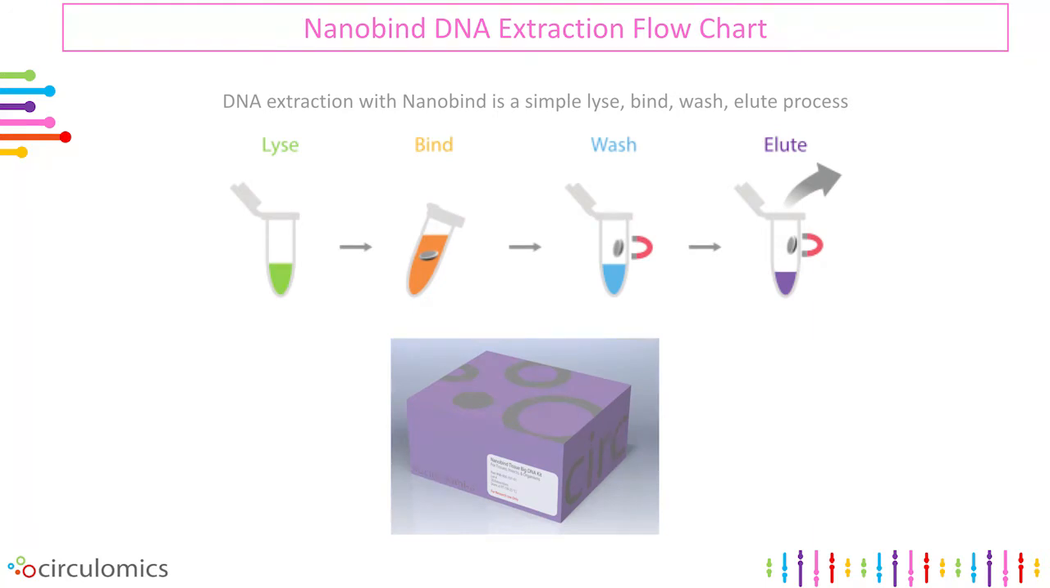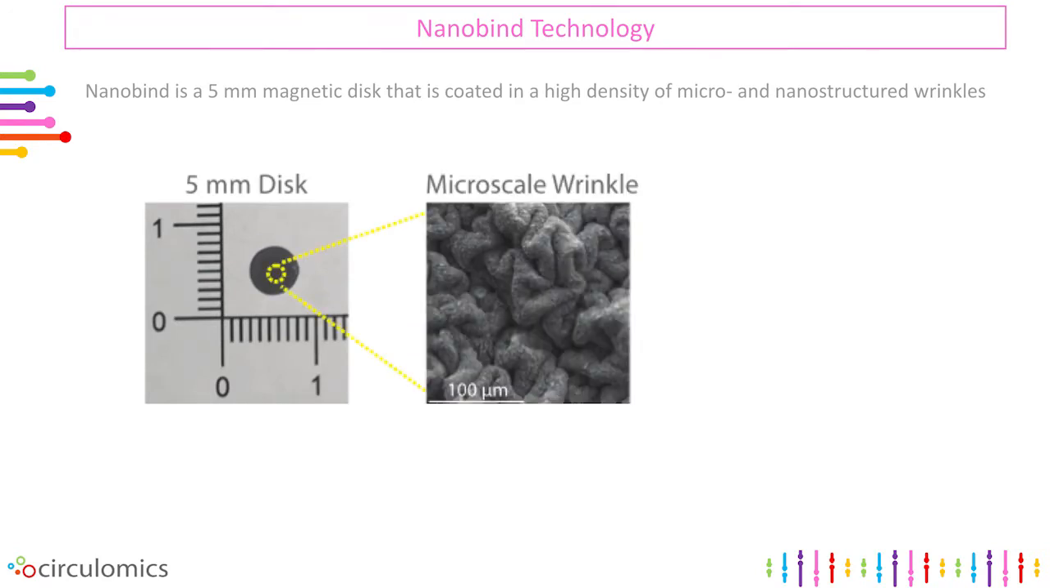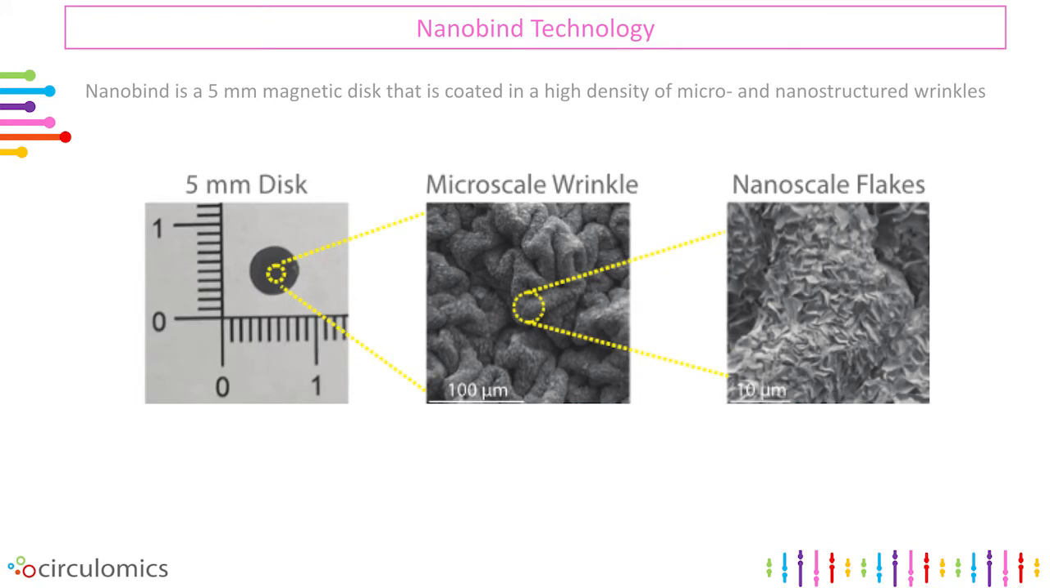DNA isolation with Nanobind is a straightforward lyse, bind, wash, elute process. The extraction can all be performed in microcentrifuge tubes and with basic lab equipment. The salient feature is the Nanobind disc, which is a 5mm disc coated with silica. With scanning electron microscopy, we can see that the surface of the disc is covered with microscale wrinkles that themselves are comprised of nanoscale flakes.